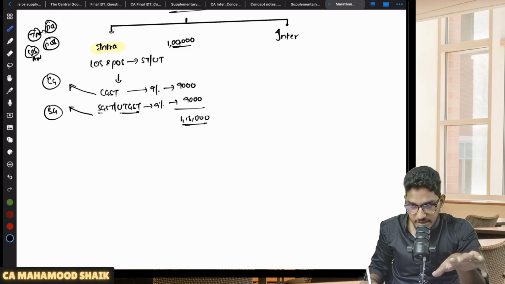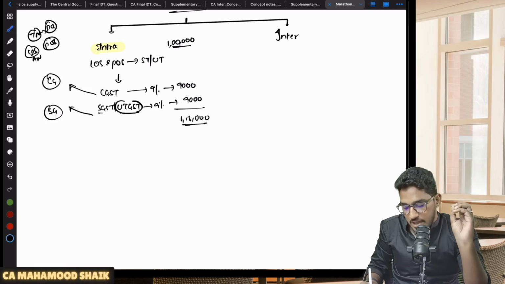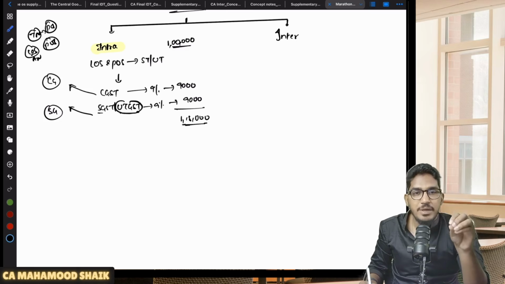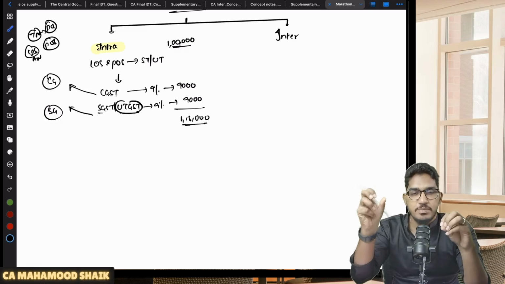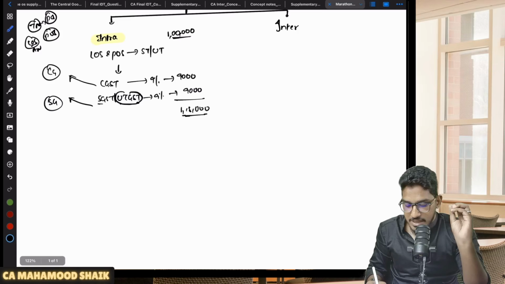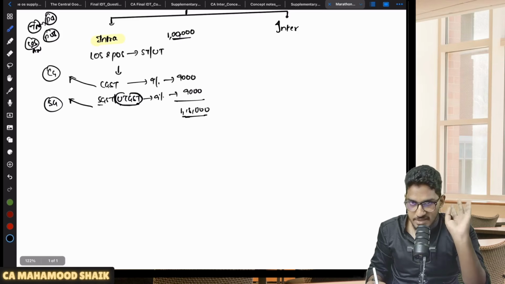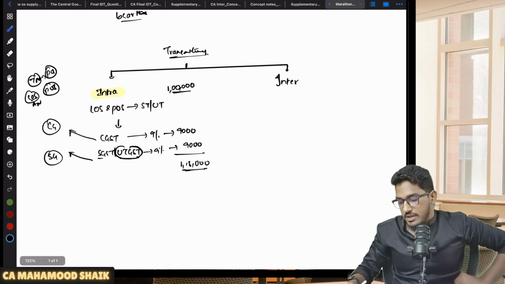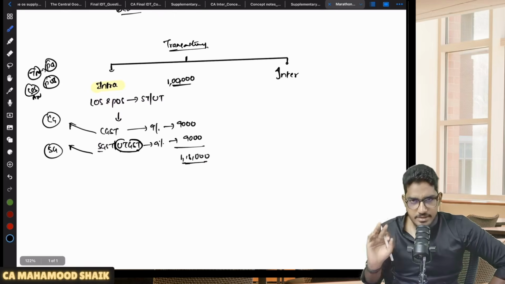If it is a union territory, that will also go to the central government. But that money, the central government has to use only for that specific union territory. But if it is an SGST, that will go to the respective state government. So this is regarding intrastate supply.